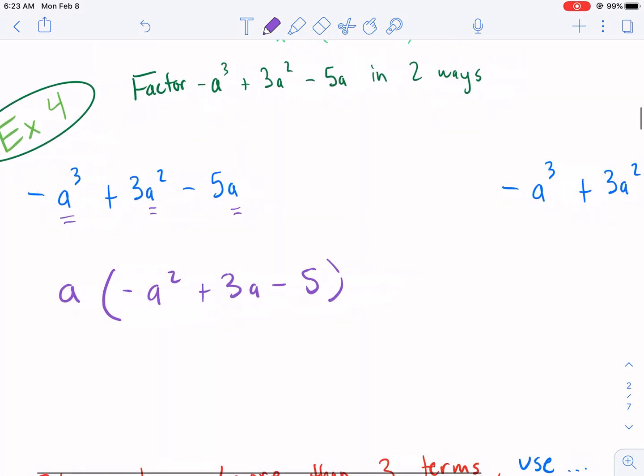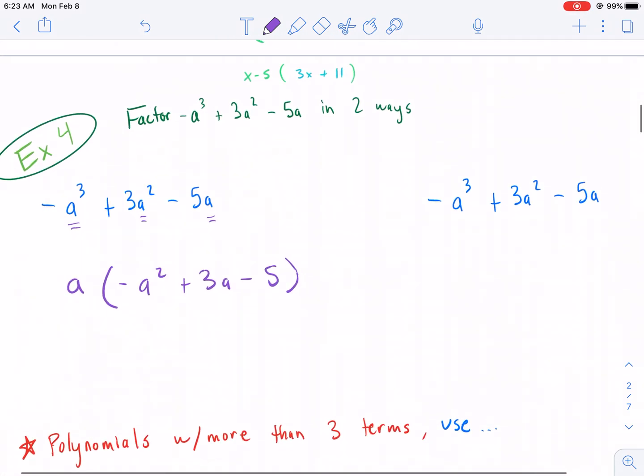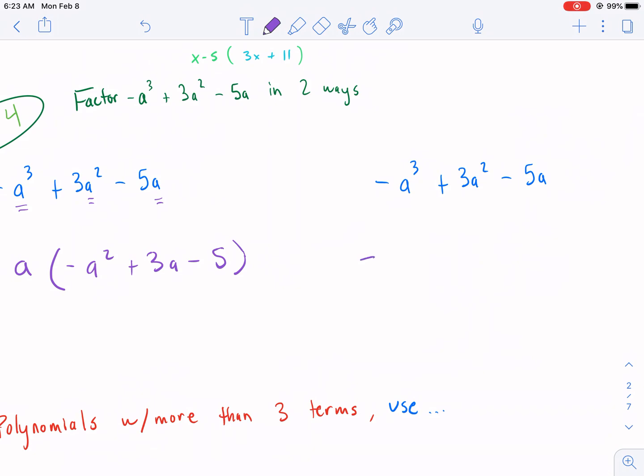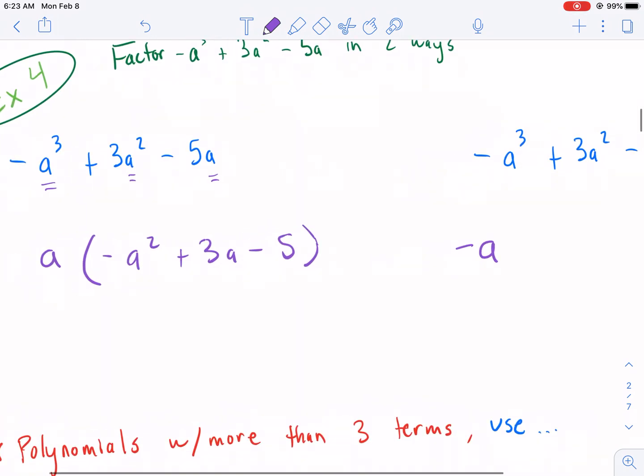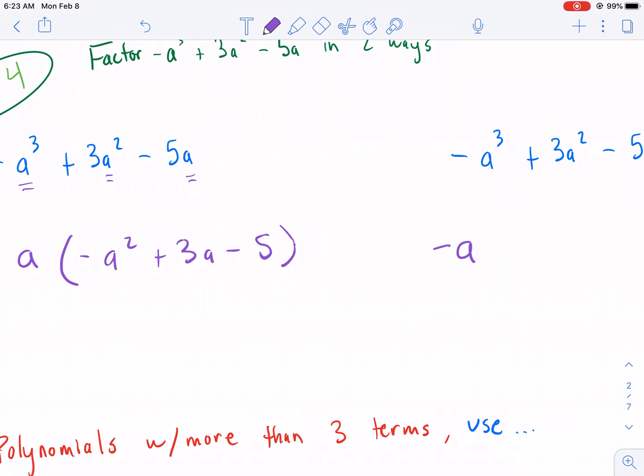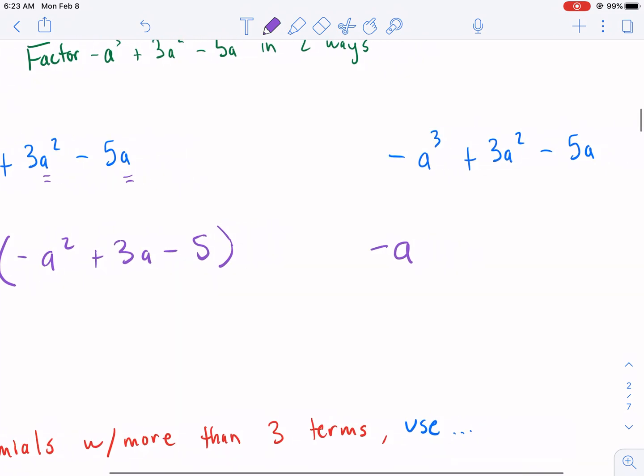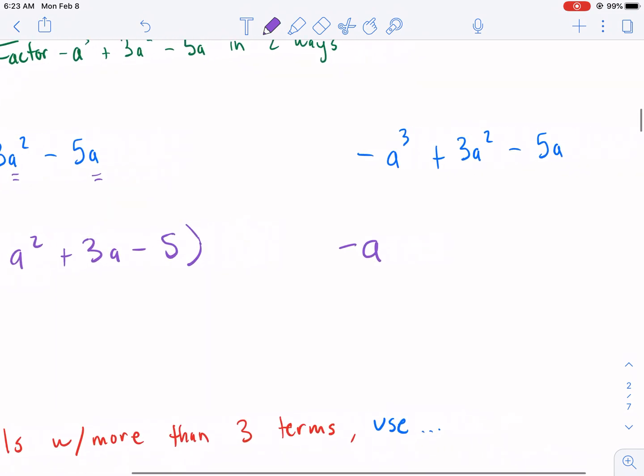Now, that is one way to do it. Another way to do it is factor out a -a. This is useful to think about because sometimes we want to make sure that we have certain terms positive, especially our biggest degree. So this -a squared, if we wanted to make that positive, we could factor out a -a. How would that affect things? Well, we would get a positive a squared minus 3a plus 5.